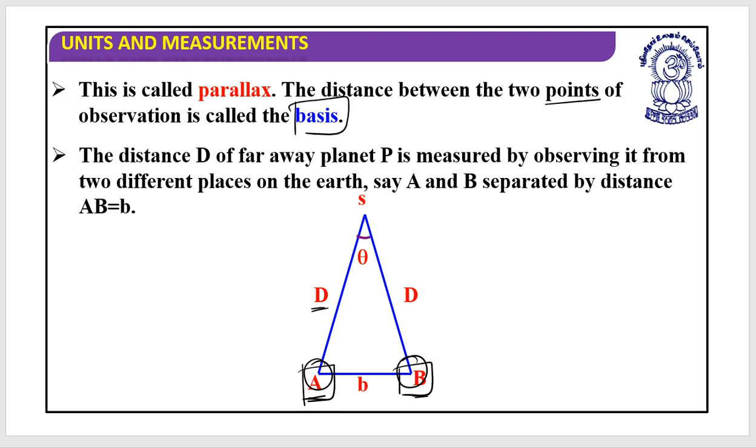We can say they are two different places on the Earth, two points from which I will take observations. The separation between these two points, we just call it AB. The situation is that I want to observe the planet S. Rather, I need to find the distance of planet S from, let's say, the Earth. So I will look at this planet from these two points. This is A, this is B, and this is the location where the planet is situated.